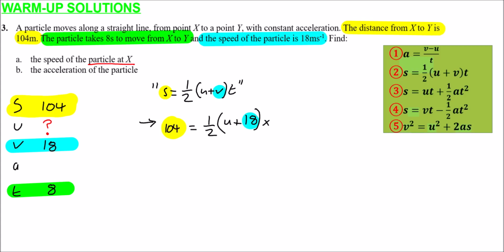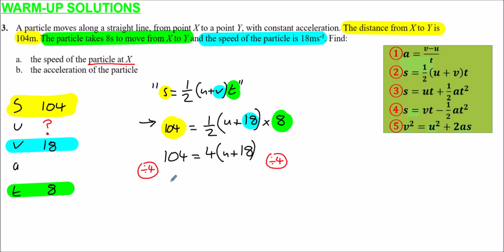And the time elapsed is, of course, 8 seconds. So t is 8. We just need to rearrange this, really, and then it'll drop out. So 104 equals a half times 8, which is 4, so that's 4 times (u plus 18). If we now divide both sides by 4, we can work out what u plus 18 would have to be.